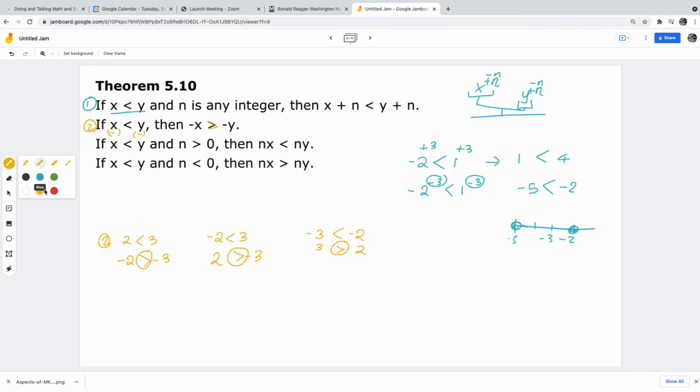And the third theorem here in 510 is: x is less than y and n is a positive number, then we are keeping the sign. So we are keeping the inequality if we are multiplying by positives, okay? But if you are multiplying by a negative integer, then we flip the sign. We flip the sign as shown here. Okay, that's what it means.